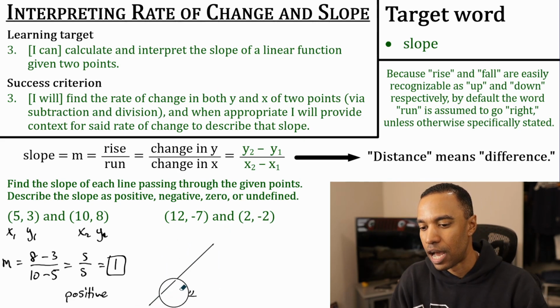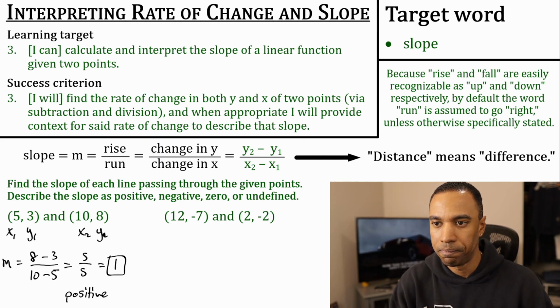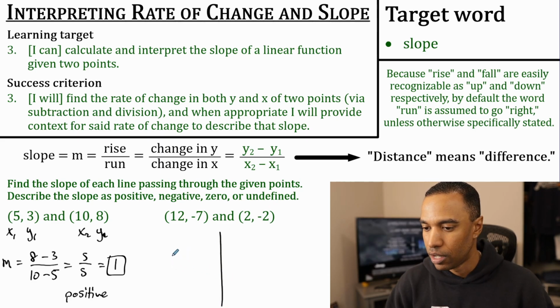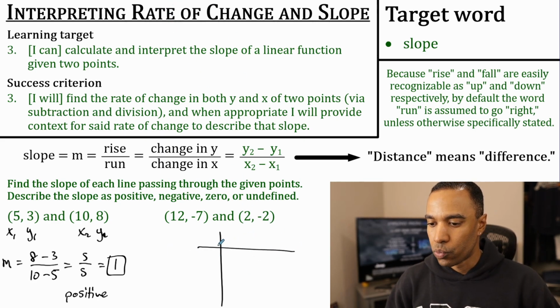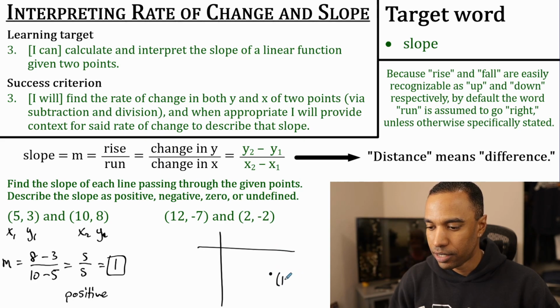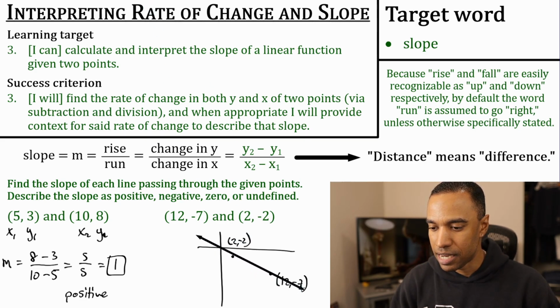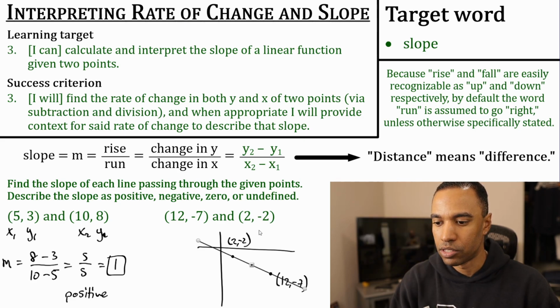All right, second one. I'm going to draw this one out first to kind of give you that quick fashion so you can see this one. Find the slope between 12, -7 and 2, -2. So 12, -7 is here. 2, -2 is right here. My slope, notice, will this time be negative, because as I run, it is falling. It's going down as I run to the right.